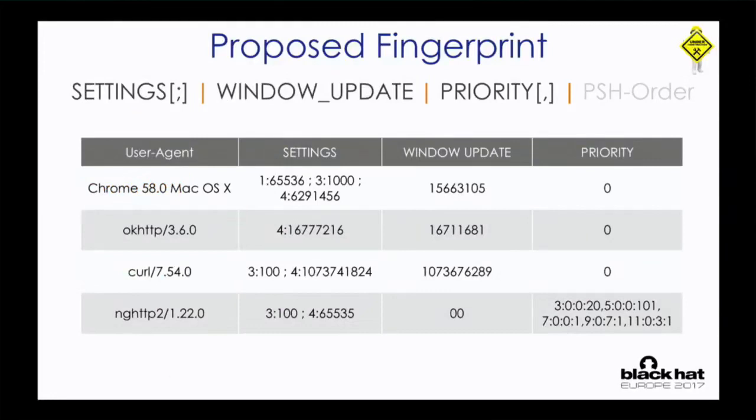So now we have a small recap. This is all of the 3 elements we've picked up until now. And you can start seeing that we can now differentiate between a Chrome browser on Mac OS X, a request sent by the OkHttp library, a Java library, or the curl client, or the nghttp2 client. Each of them has a different signature, and this is awesome.